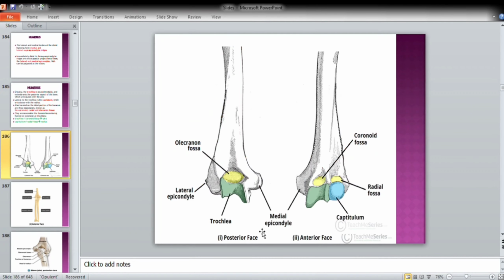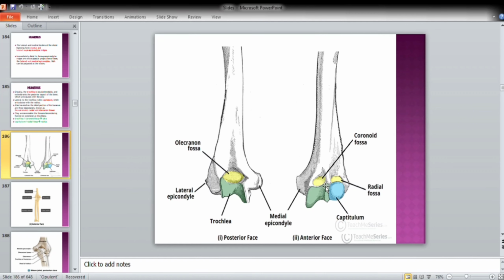So let's have a look here. This is the medial epicondyle and this is the lateral epicondyle. This is the posterior surface and this is the anterior surface. On the outside lies the lateral epicondyle and on the inside lies the medial epicondyle. This is the trochlea, and over here lies the olecranon fossa. Anteriorly lies the capitulum, and the radial fossa is right here, along with the coronoid fossa.